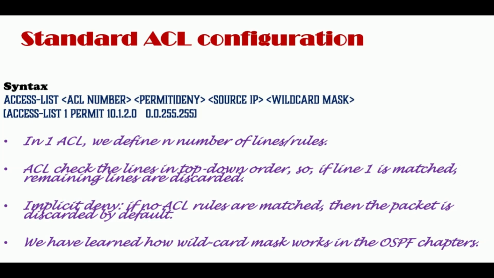Standard ACL configuration. Syntax: access-list ACL number permit or deny source IP wildcard mask. In one ACL, we define n number of lines or rules. ACL checks the lines in top-down order, so if line 1 is matched, the remaining lines are discarded. Implicit deny. If no ACL rules are matched, then the packet is discarded by default. We have learned how a wildcard mask works in the OSPF chapters.